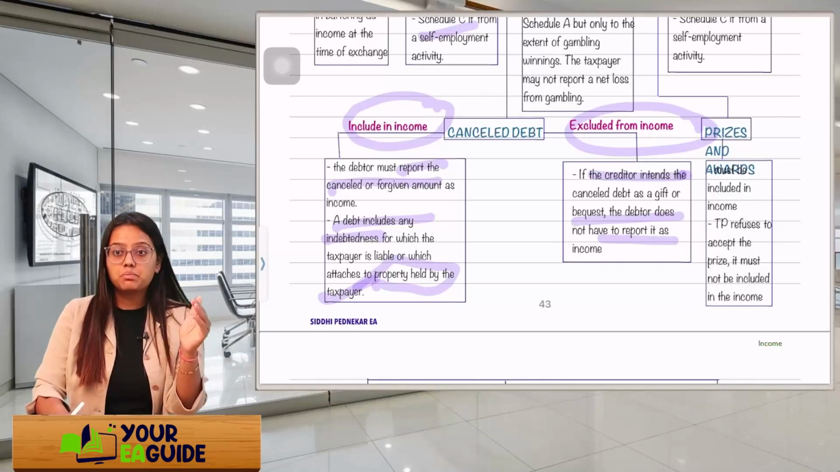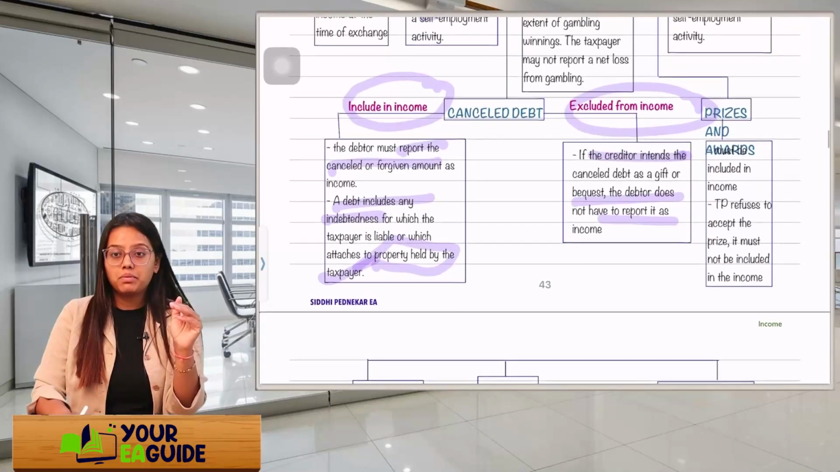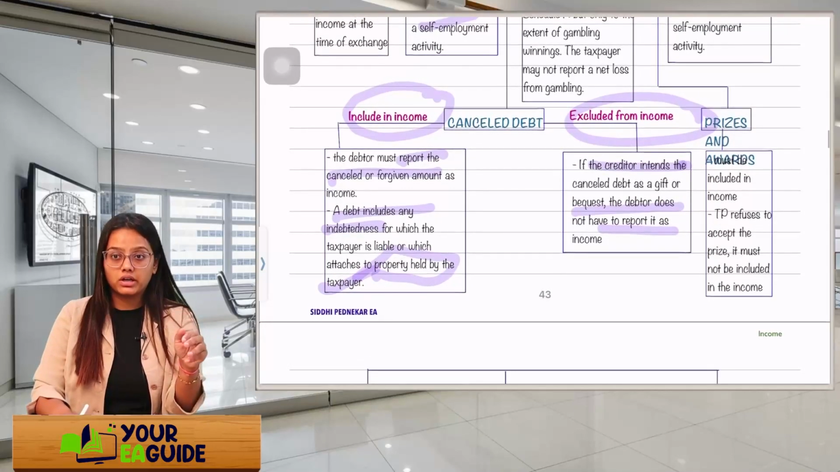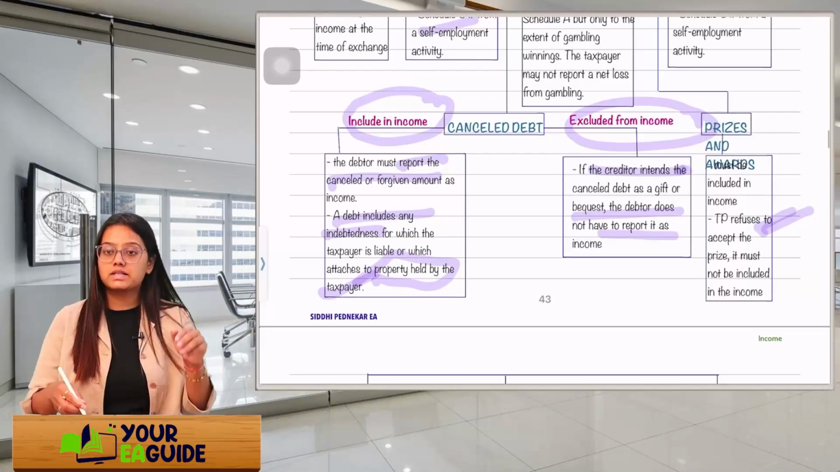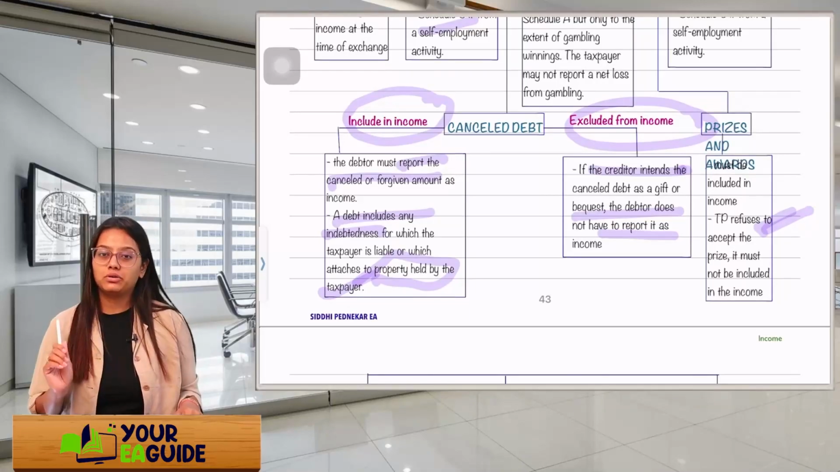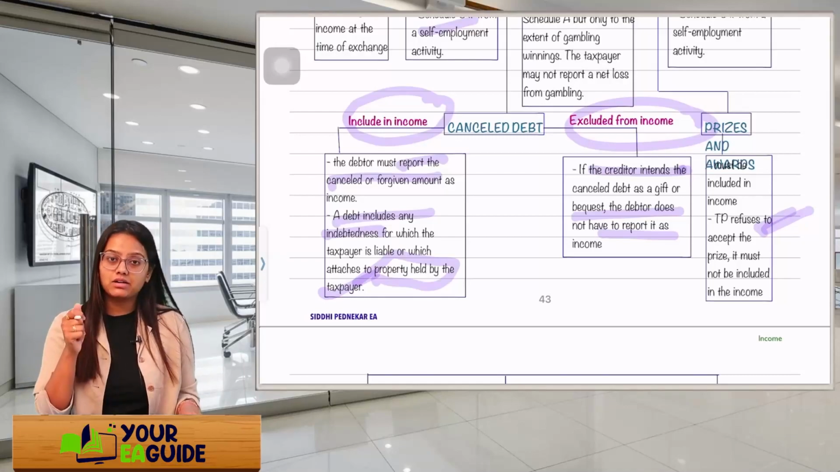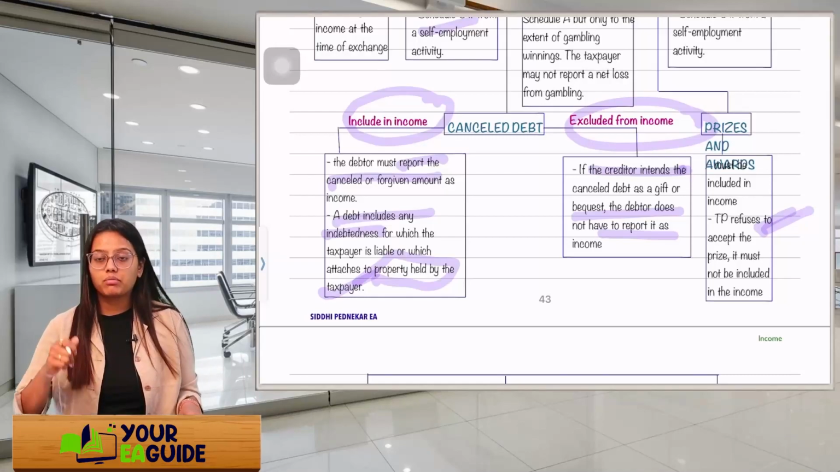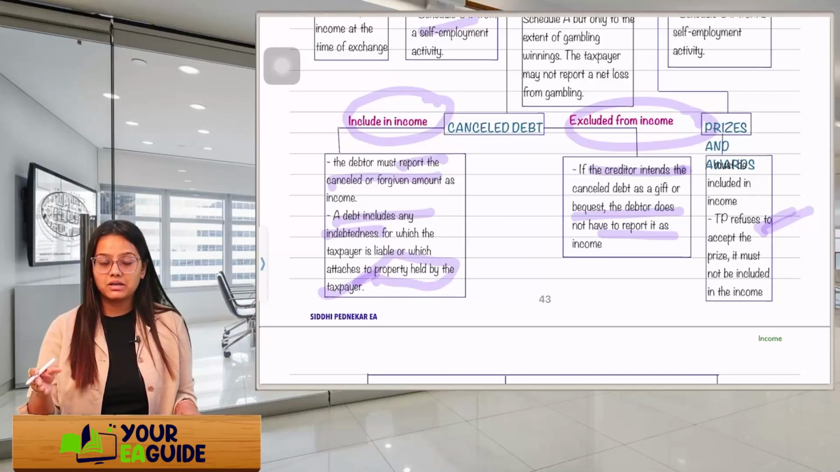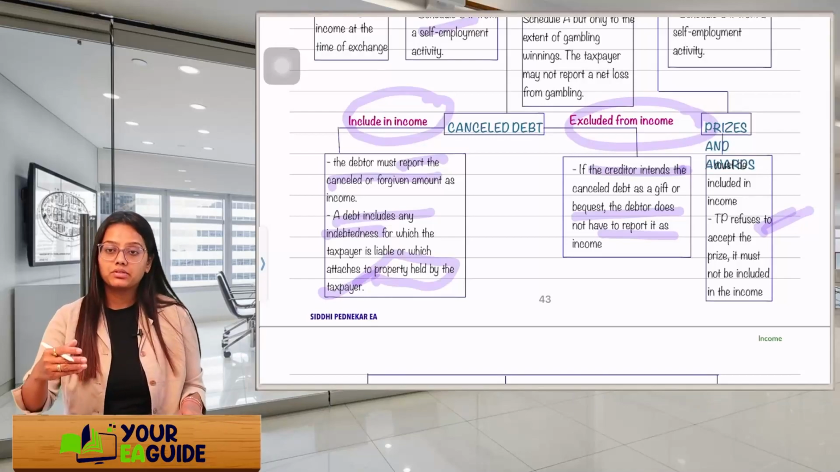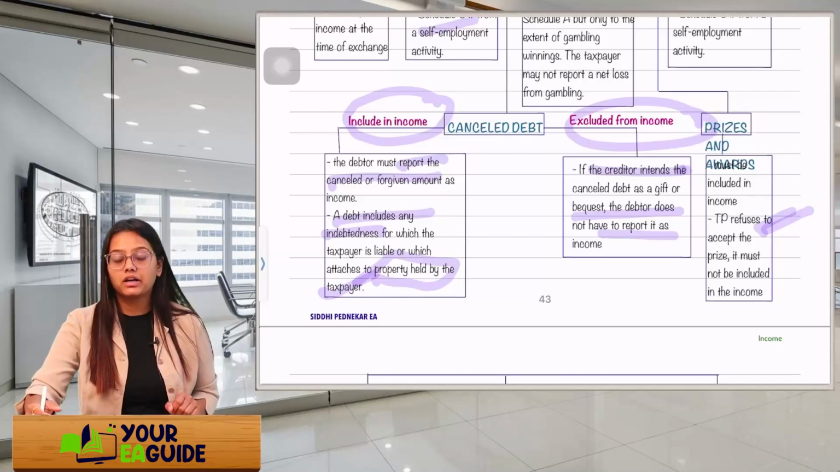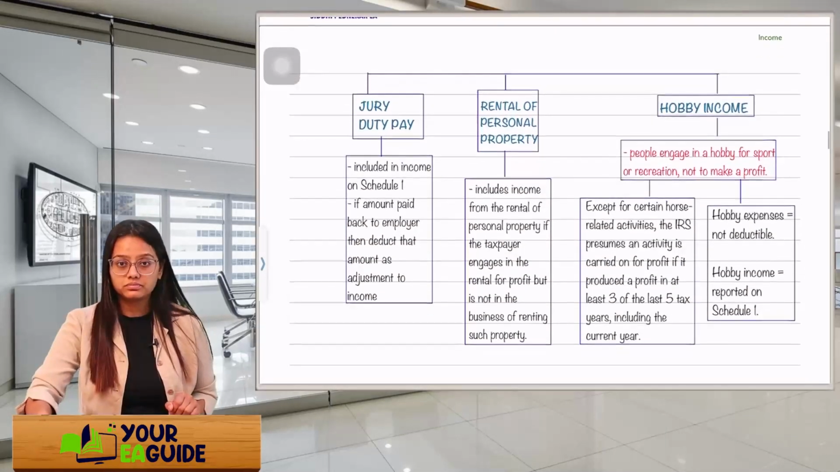And the last one is prizes and awards. If you receive any prize or award, it will be included in your income, and if the taxpayer refuses to accept the prize, it must not be included. If you're not accepting, do not include it. But if you receive some prize or award by any means from your employer, from any third party, or from your client, that needs to be included. The fair market value needs to be included in your income, right?